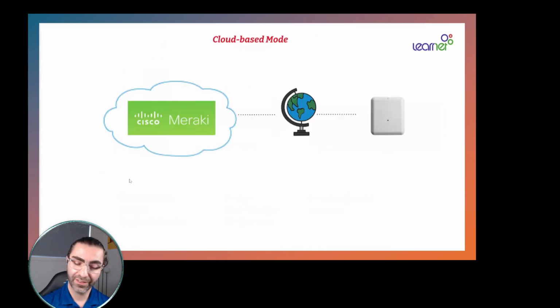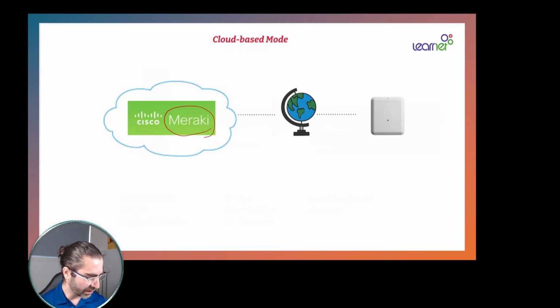The last but not least architecture, which is my favorite as well, is called cloud-based. In cloud-based, the controller is moved to the cloud, so you don't need to have an on-prem controller to manage your wireless networks. In 2014, Cisco bought a company called Meraki, and Meraki has all of its management stuff in the cloud. So to manage your wireless networks, you just need to open a web browser on your computer and connect to the Meraki dashboard.